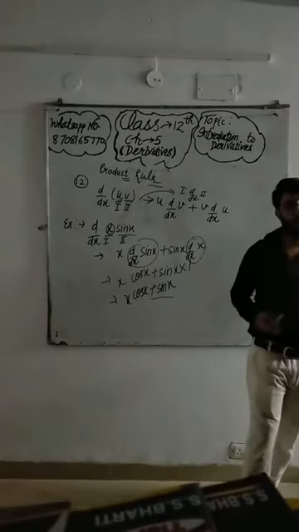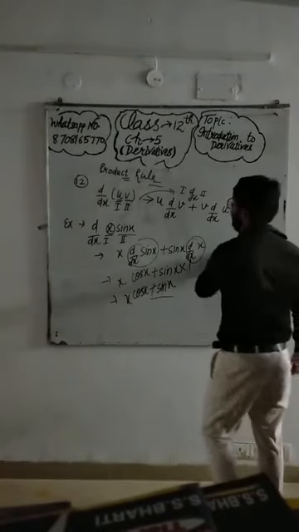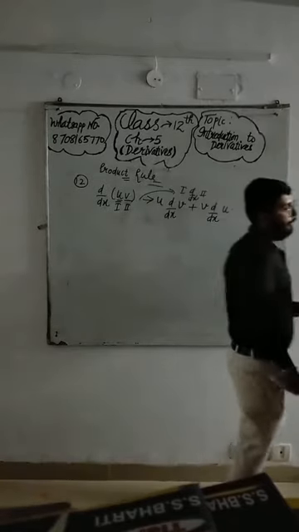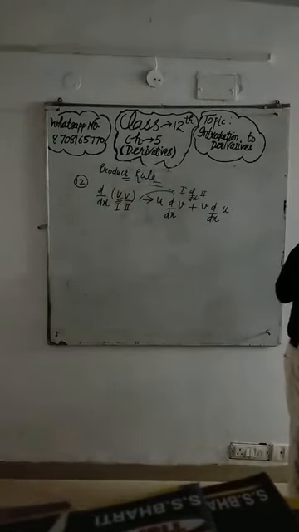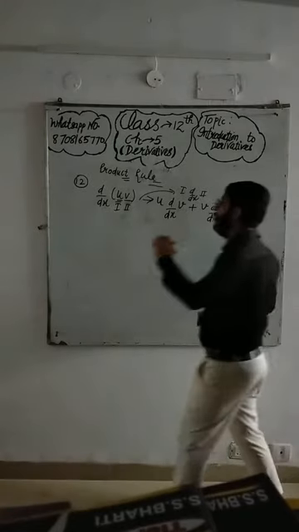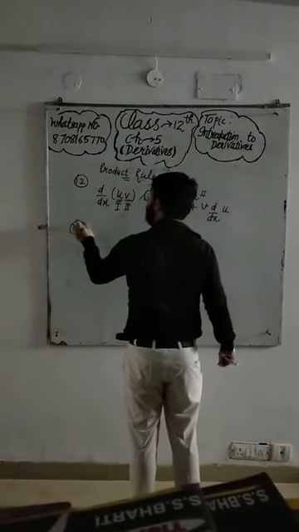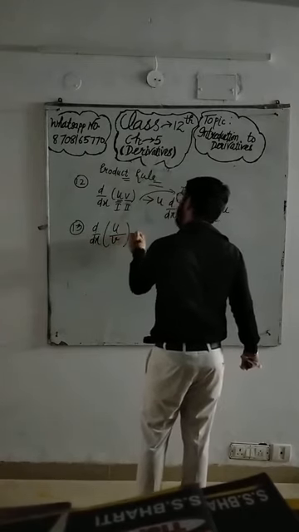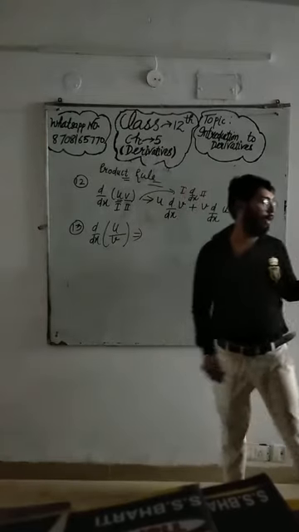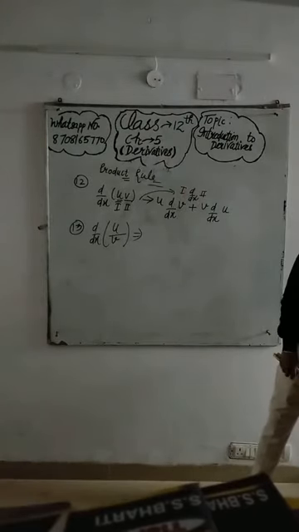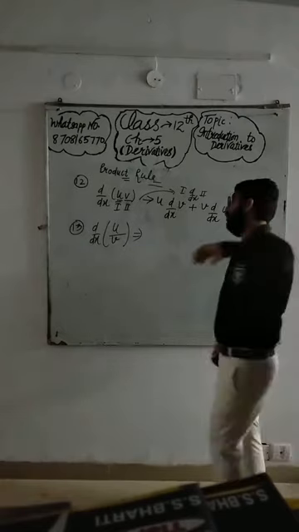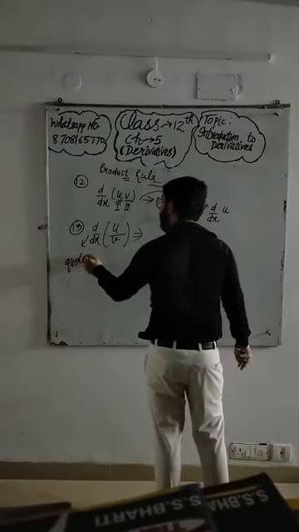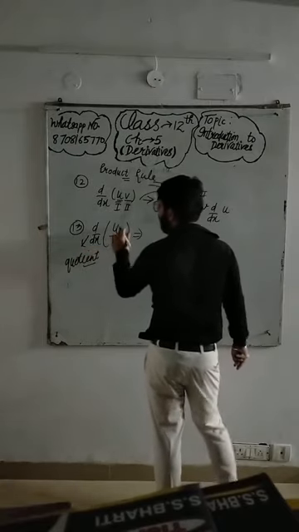Okay. Hope you have understood what rule this is. This is the product rule. Getting the point? Now, we are learning the quotient rule here. ddx of u by v. Now let us learn the quotient rule. Here u is divided by v.